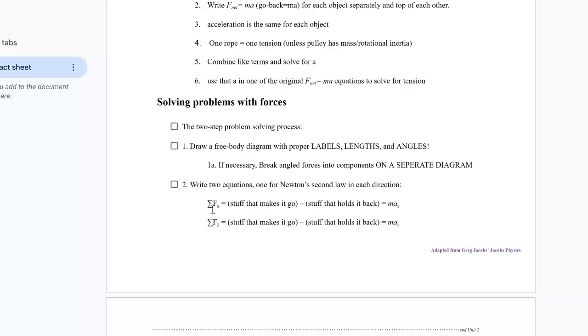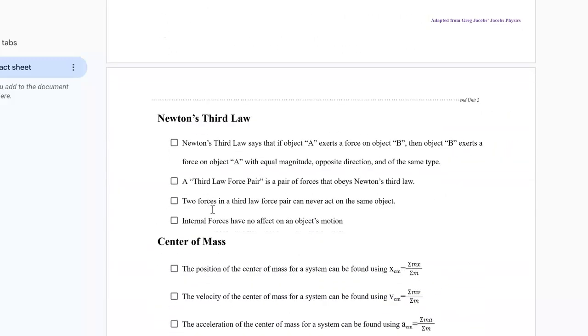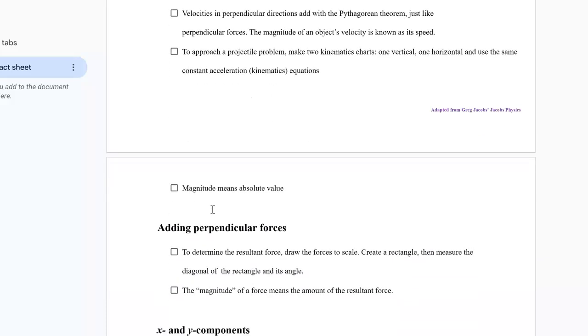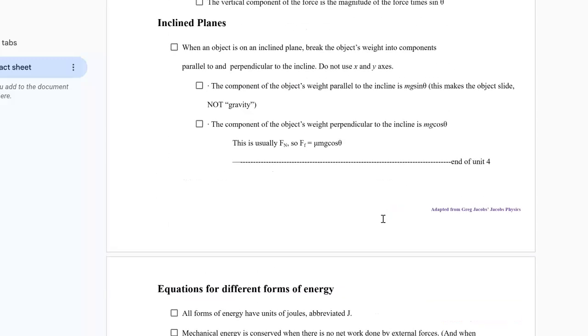We need to do it in their respective directions. Sum of forces in the x equals mass times acceleration in the x. Sum of forces in the y equals mass times acceleration in the y. Then we're also going to need to know that the horizontal component of force is force times cosine theta, and the vertical component is force times sine theta, which doesn't need to be memorized. It can just come from knowledge of trigonometry.